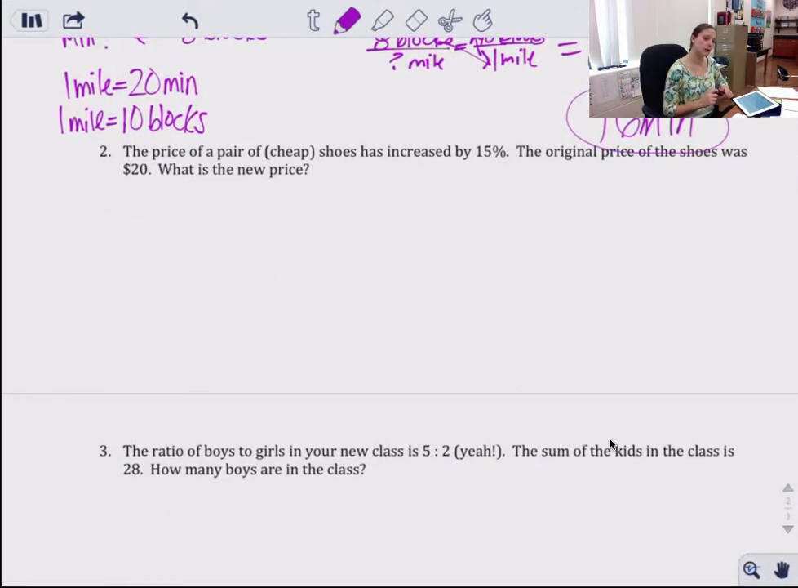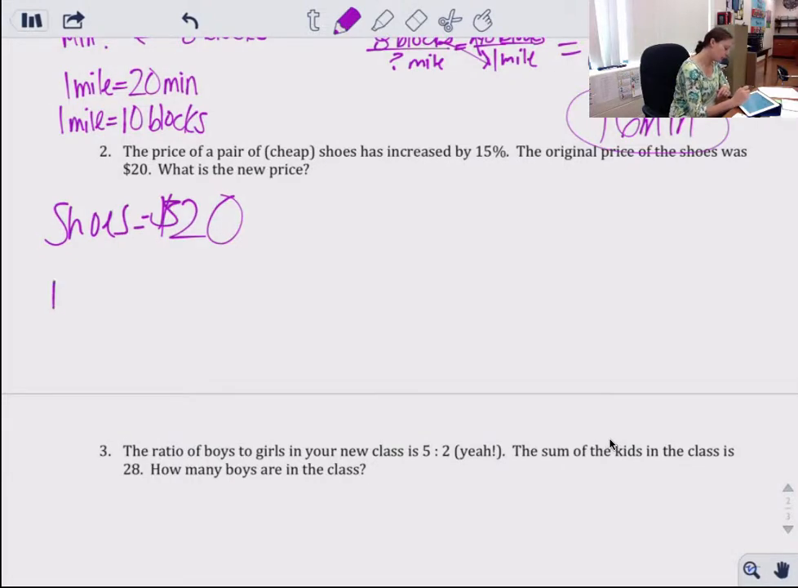It says the price of a pair of cheap shoes has increased by 15%. The original price of the shoes was $20. What is the new price? So my shoes are 20 bucks. For some reason, the shoes went up in price. So my final answer, my new dollars should be greater than 20, right? And how much greater? Well, 15% greater. So how do I know what 15% of 20 is?